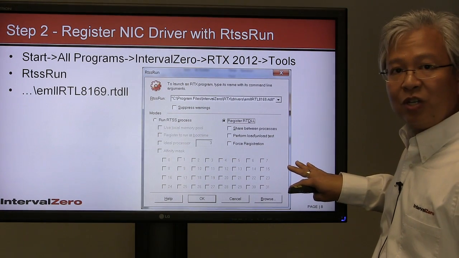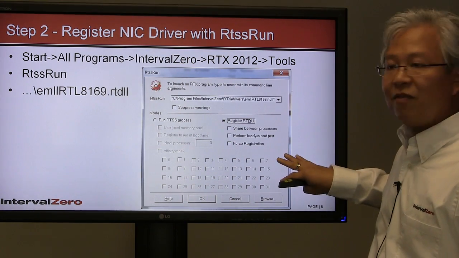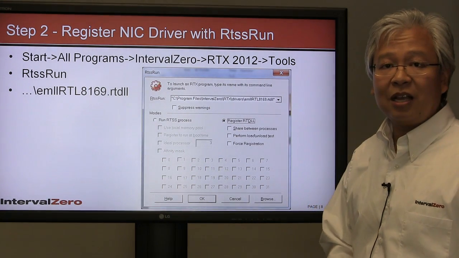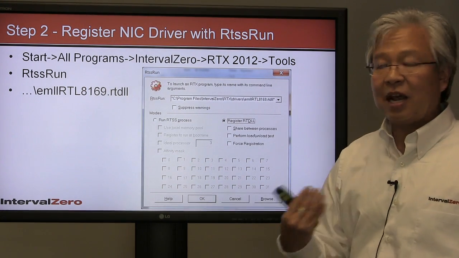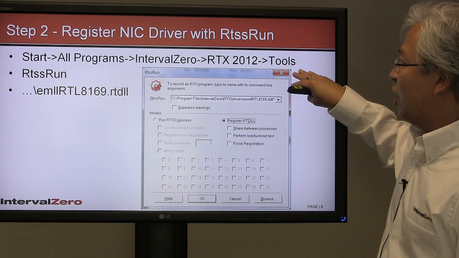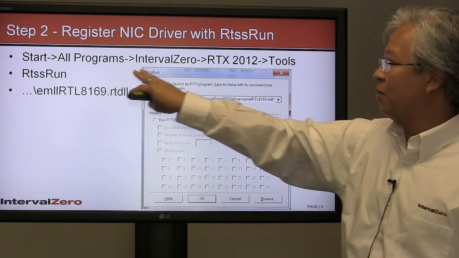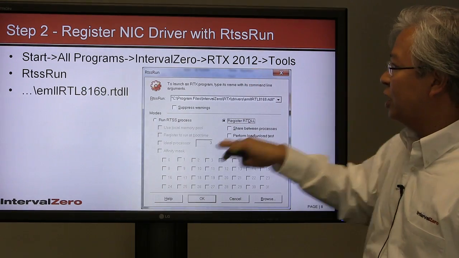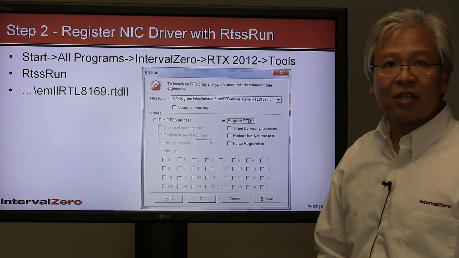Okay? Step 2, once you've done the configuration, now you're going to go back to RTX. The thing we're going to do now is set up the driver. Remember, we're using just the onboard NIC to communicate across the EtherCAT network. So here's where you go under the Start menu, All Programs, Interval 0, RTX 2012 in Tools. You'll find a program called RTSS Run.